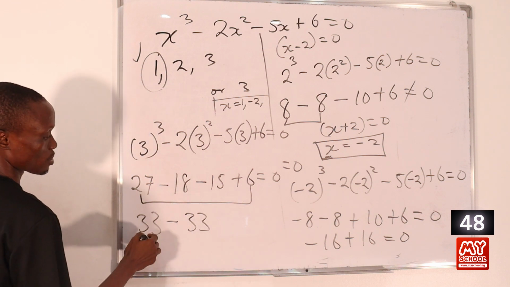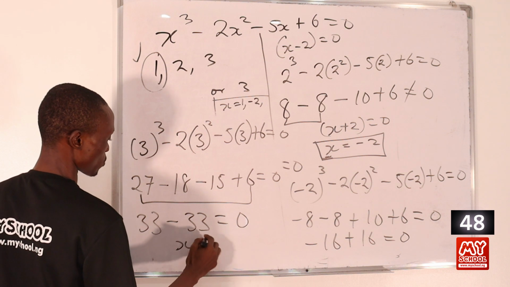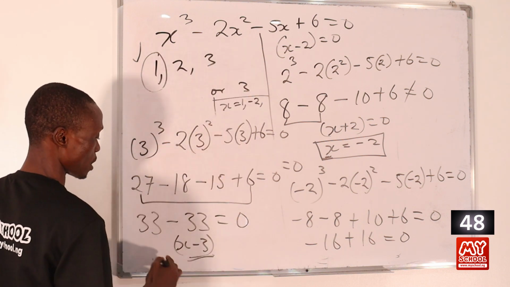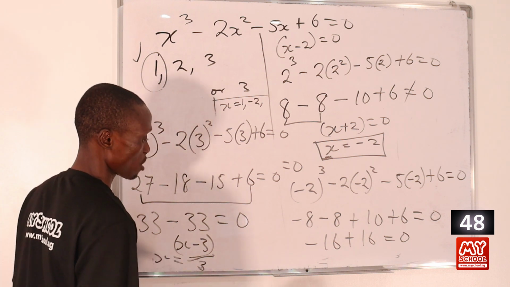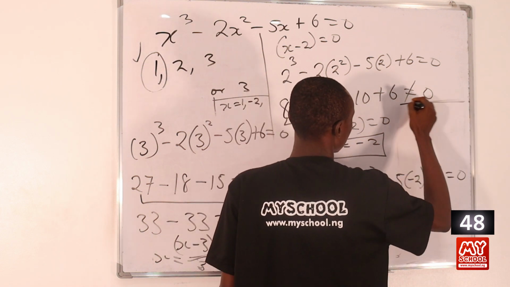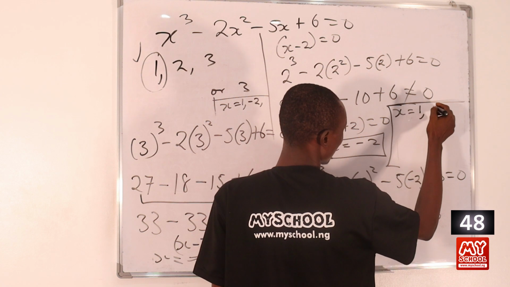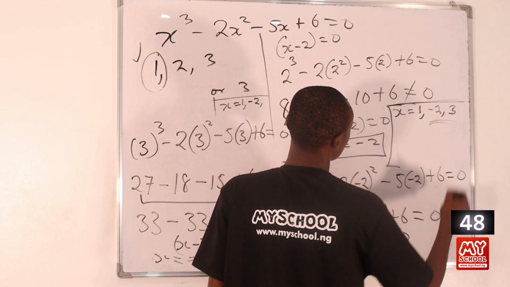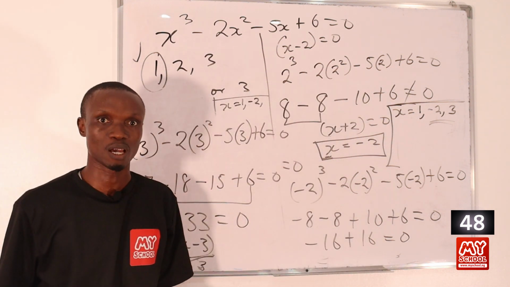Okay, and 33 minus 33 is equal to 0. So that means x minus 3 is a factor of this trinomial, meaning that x is equal to 3. Therefore, the values of x are x equals 1, x equals minus 2, and x equals 3. So let's move over to the screen to pick the correct answer to this question.